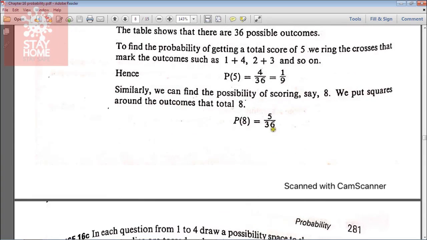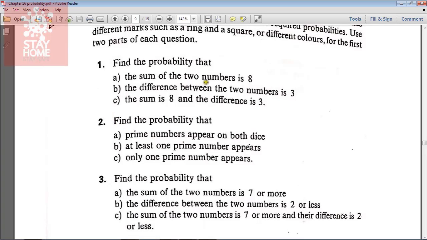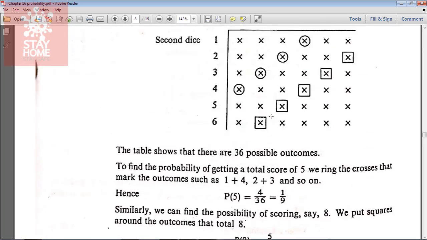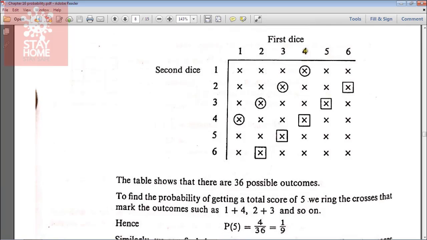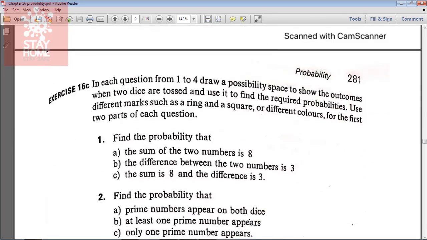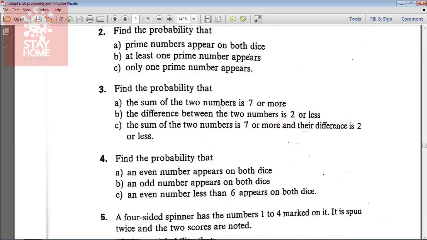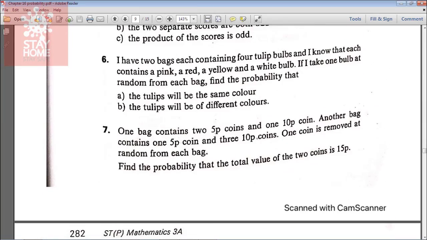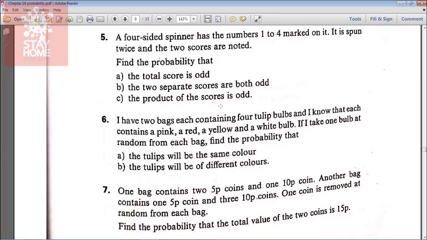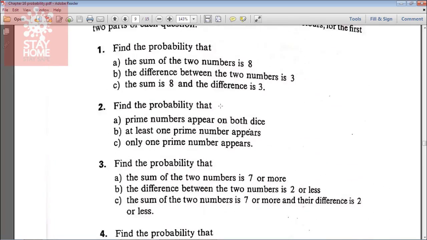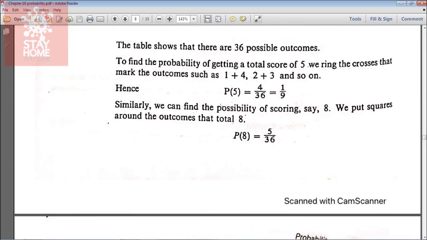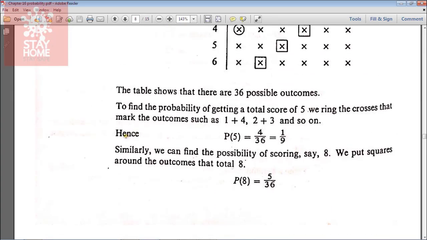Sum of two numbers 8, 5 over 36 that would be, and the difference between the two numbers is 3. We need to find where the difference between the two numbers is 3, like that: 4 and 1, 3; 5 and 2, 3; 6 and 3, 3. In this way we need to check the difference, see how many values are there, then divide by the total number of outcomes. So you have the questions, almost 7 questions only. So you can solve these questions. Use your mind and try to listen. If you feel any problem, you can listen to the video again, so you can solve it easily, inshallah.